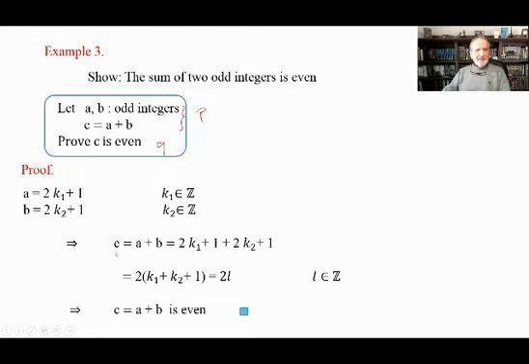So now I take these and add them. Straightforward, A plus B, 2k1 plus 1 plus 2k2 plus 1. Add them. I get 2 outside, k1 plus k2 plus 1, equals 2L. So I call this here L. So obviously that is an even number.